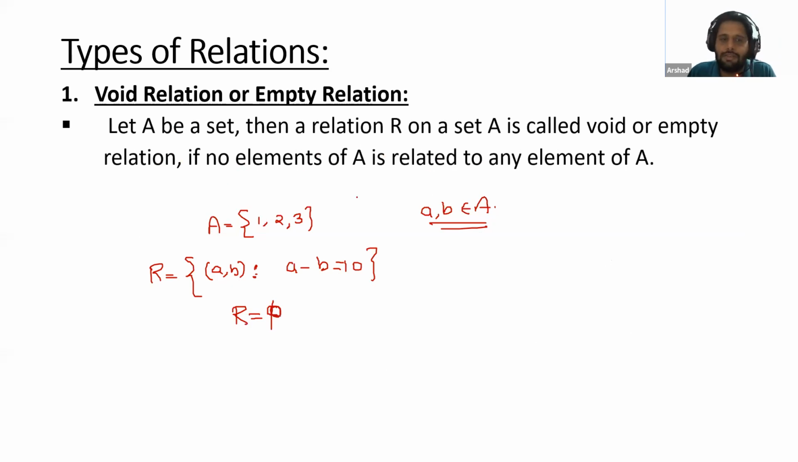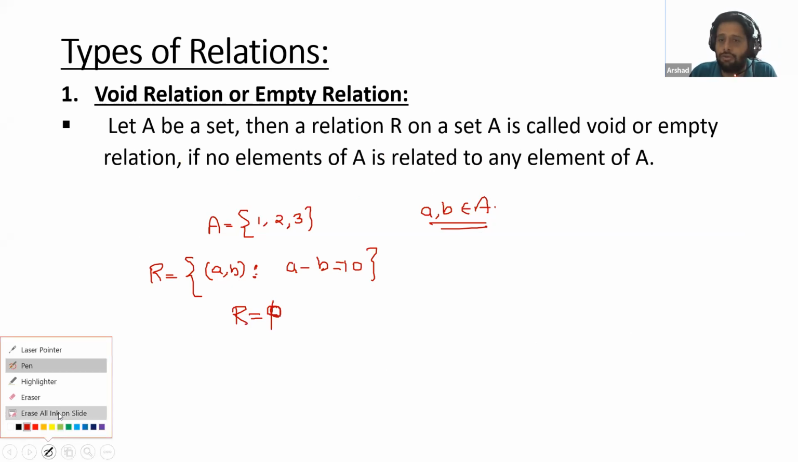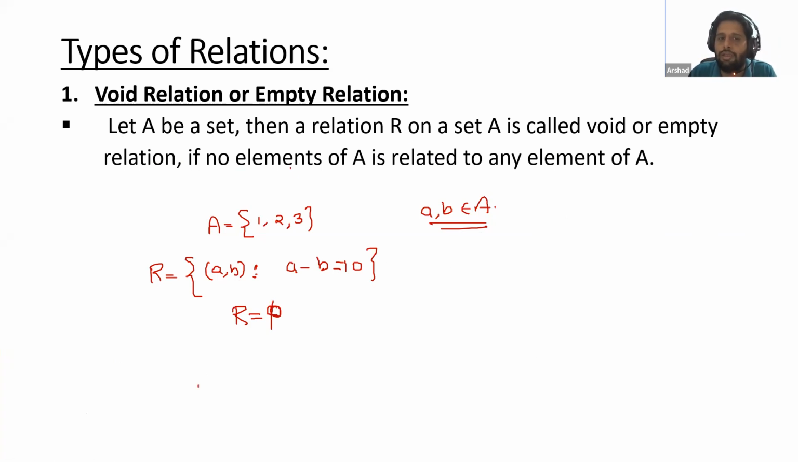So this is the standard definition. Let A be a set, then a relation on set A is called a void or empty relation if no element of A is related to any element of A. If there is no element in set A which is related to any element of A and satisfies the given relation, such relations are called empty or void relations. I hope this is clear to you.